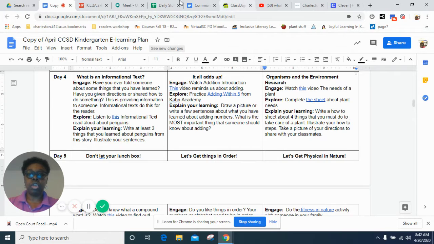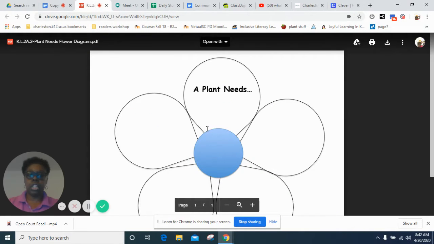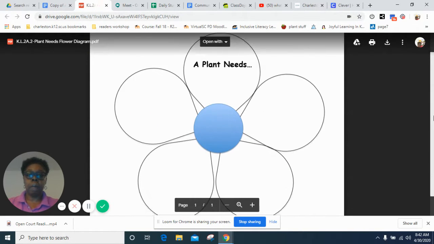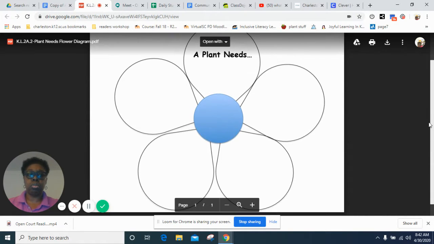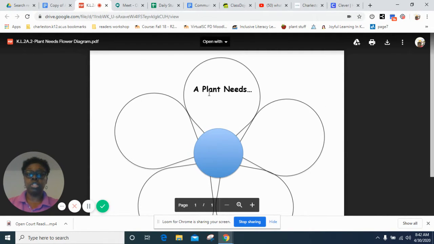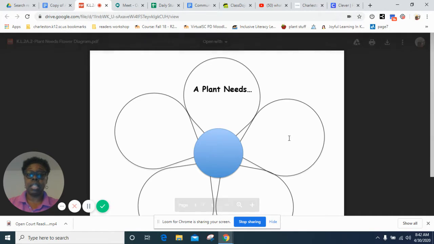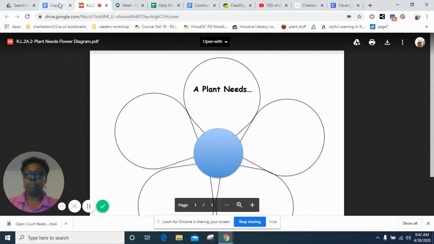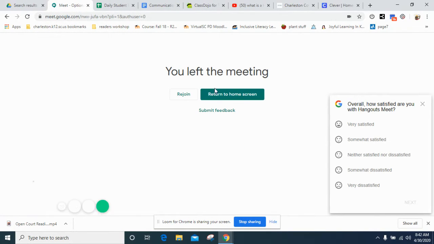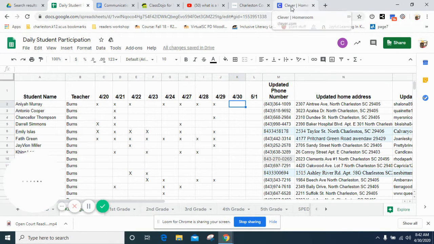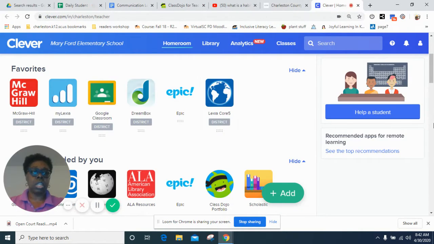When you're done, you're going to complete this sheet, the needs of plants. This should be super easy for you because we have already done this and we've already talked about what plants need. So we are going to move on. Ms. Burns has a lot of screens open that she does not need to have open, but we're going to move on.